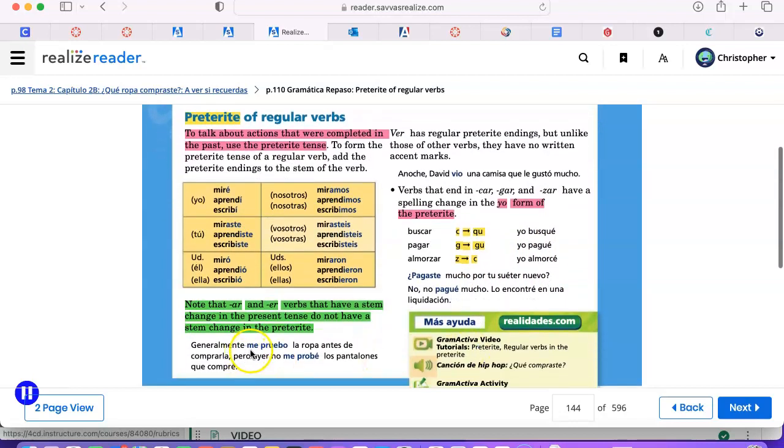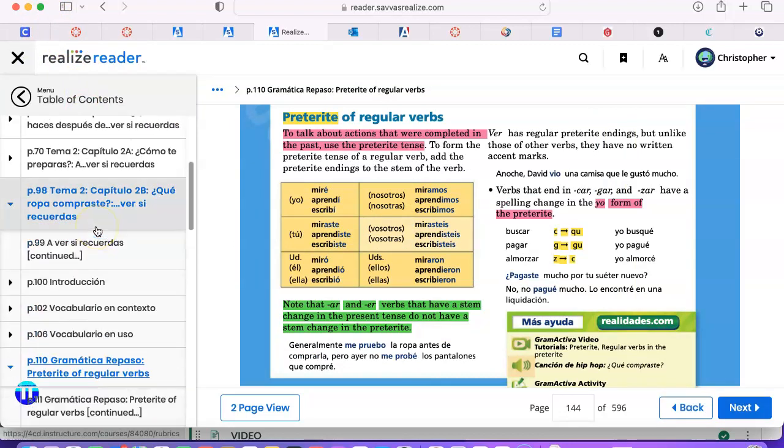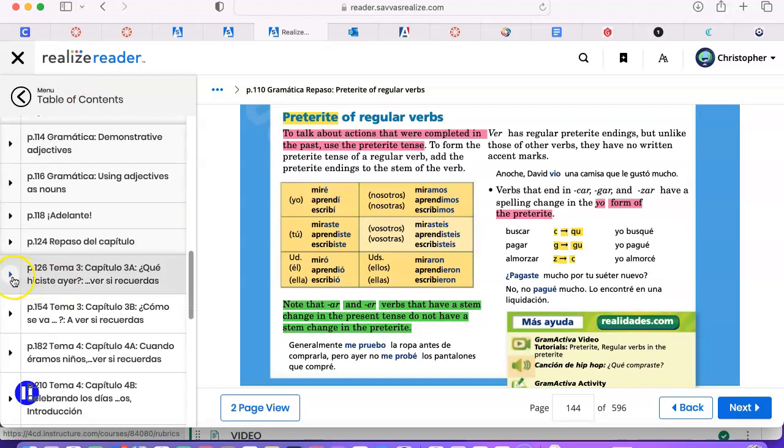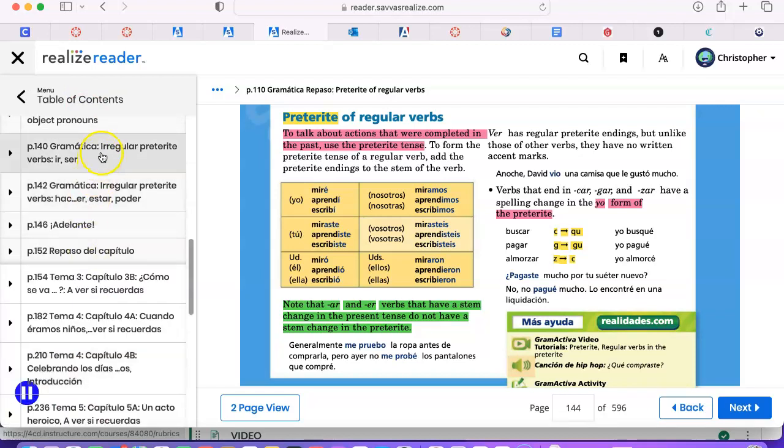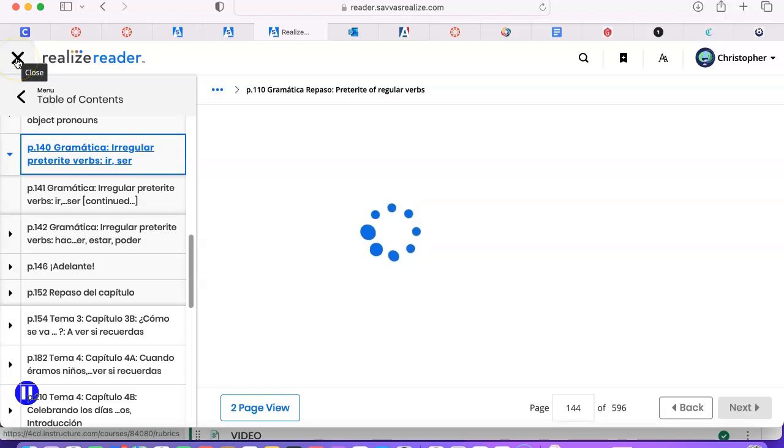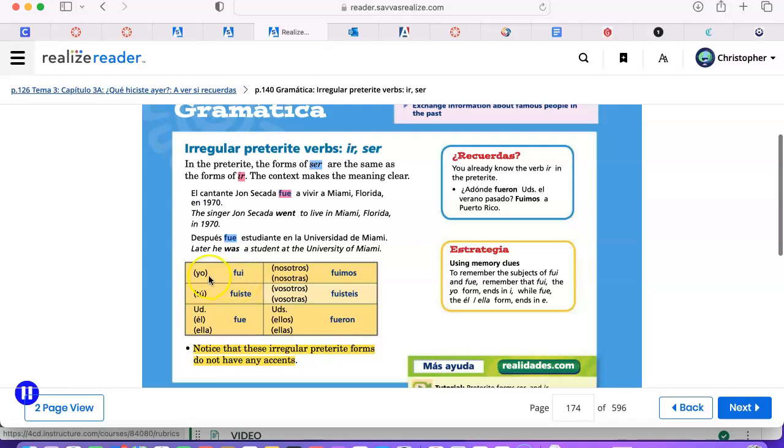And then just a reminder, verbs that have a stem change in the present do not have a stem change in the past. So verbs like jugar, if you want to say how you played video games or sports. Dormir, right? If you want to say you slept a lot during spring break. Those are stem changing verbs in the present that do not have a stem change in the past. If you want to talk about where you went, using the verb ir, remember, the verb ir is irregular in the preterite as well. You can find that on page 140. Yo fui, to talk about where you went. Nosotros fuimos, to talk about where you and your friends or you and your family went.